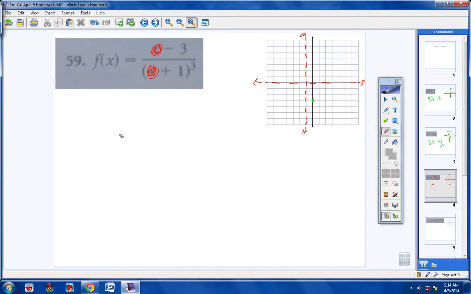Now let's go ahead and find the x-intercept. We do that by taking the numerator and setting it equal to 0. So it looks like the x-intercept will be at positive 3. And now we're ready to plot some points. So let me grab my graphing calculator real quick and switch over to another function.